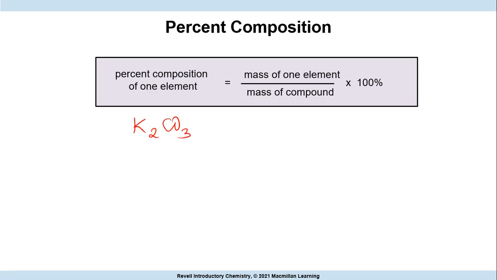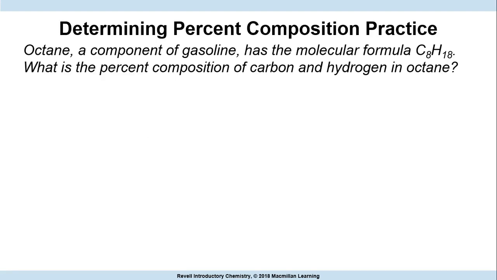So percent composition of one element is equal to the mass of one element divided by the mass of the compound times 100. Now let's look at an example here. Octane, a compound of gasoline, has the molecular formula C8H18. What is the percent composition of carbon and hydrogen in octane? Now, for us to be able to calculate the percent composition of carbon and hydrogen in octane, we have to first of all start by calculating the mass of carbon in this compound and the mass of hydrogen in this compound.